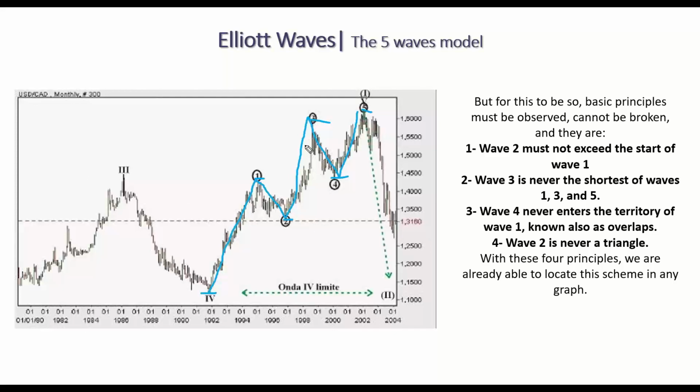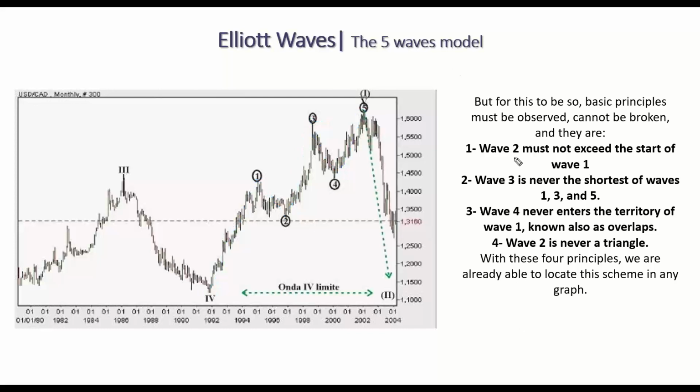So let's analyze the rules first, and then I will answer the question so we understand everything about how to use these rules. We identify the 5 waves, and then the next step is to see if these 5 waves are really a 5, as Elliott called it. And to be a 5, we need to follow these 4 rules.